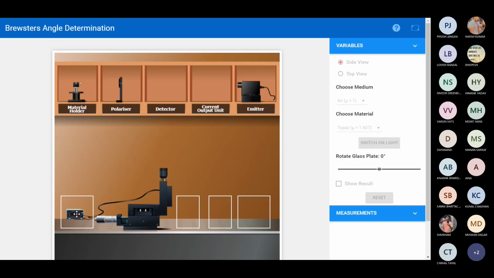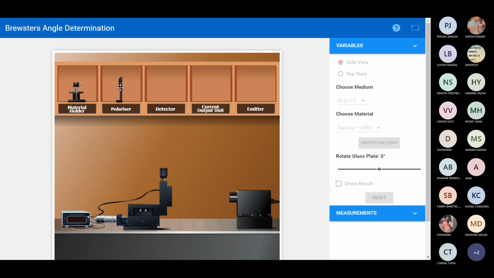The output current unit is used to measure the intensity of the current, how much current is being passed. When the light is completely polarized, you will get the maximum current, but when the light is only slightly polarized, you will get less current. When it is unpolarized, you will not get any current. This is the emitter, which emits the unpolarized light. This is the polarizer and this is the material holder.